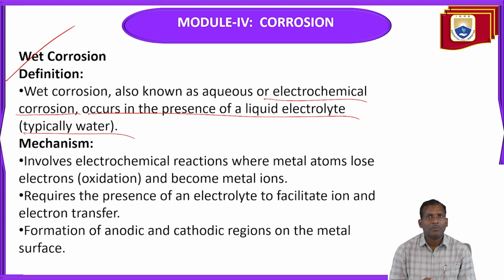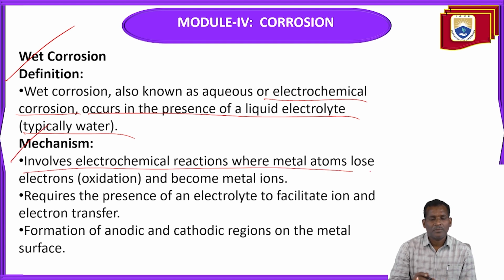Wet corrosion occurs in the presence of a liquid electrolyte, which typically means water. The mechanism involves electrochemical reactions where metal atoms lose electrons, oxidation, and become metal ions.